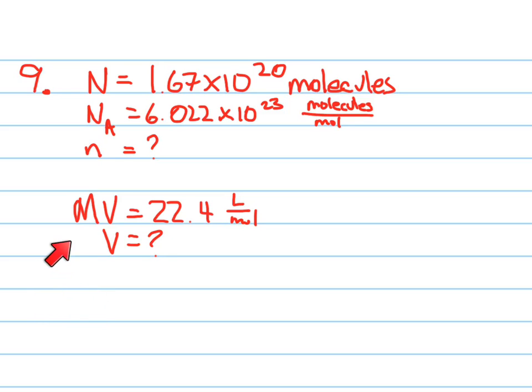Okay, in this question, we're asked to calculate the volume of a gas. In order to calculate the volume of a gas, we need to know the molar volume of the gas, and we also need to know the number of moles. But they don't give us the number of moles in this question. However, they do give us the number of molecules, and we know Avogadro's number from our periodic table. This allows us to calculate the number of moles, which we can then use in our calculation to figure out the volume.